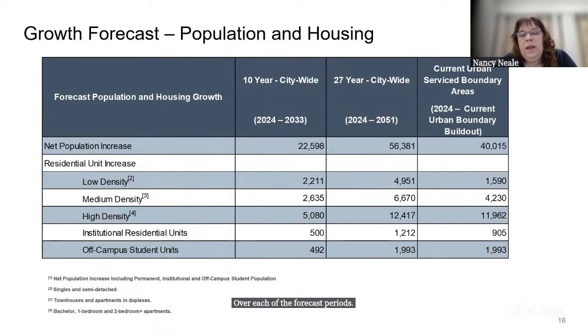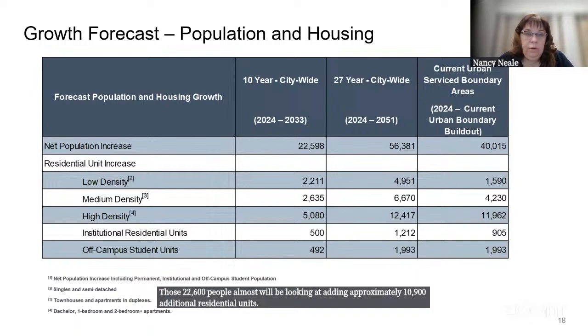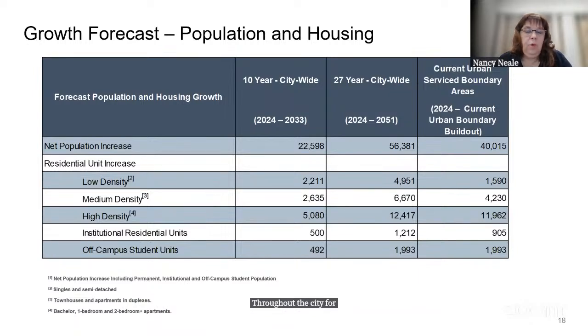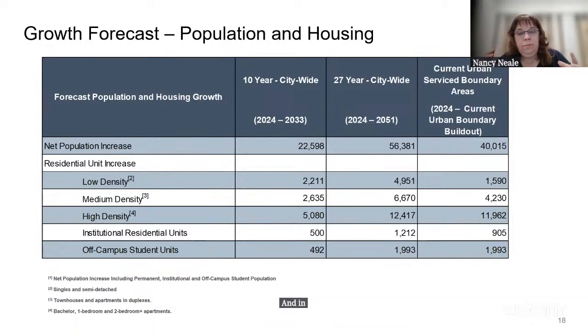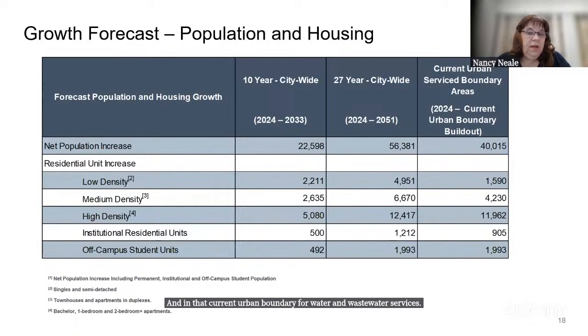So in total, in the next 10 years, those almost 22,600 people will be looking at adding approximately 10,900 additional residential units throughout the city for new units. Going out to 2051, that really grows to over 27,200 additional units. And in that current urban boundary for water and wastewater services, it's 20,680 units is the total number of new units.